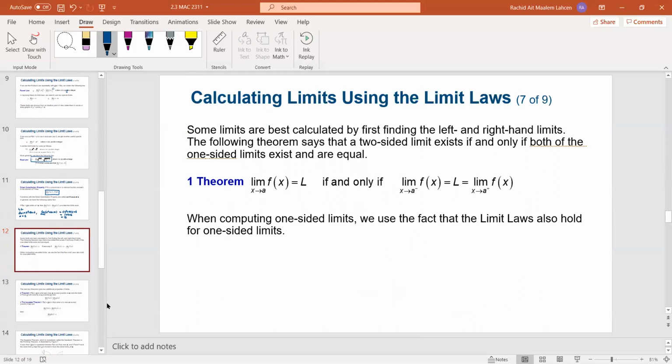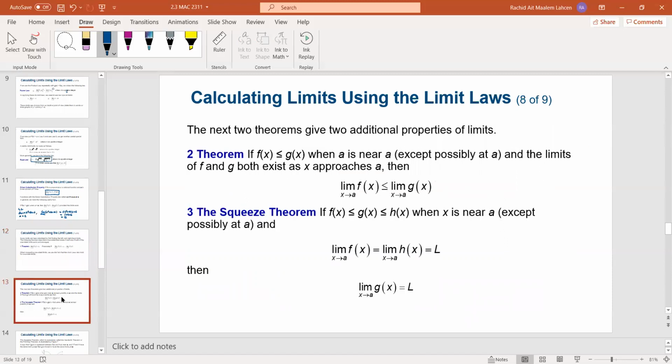We know this. The limit as x approaches a of f of x is L if and only if from the right and left are equal. So we did this already. All right, so when computing one-sided limits, we use the fact that the limit laws also hold for one-sided limits. Right? There is something, this theorem, it's kind of straightforward, but this one is going to be the most important one that we need to know and we need to address.